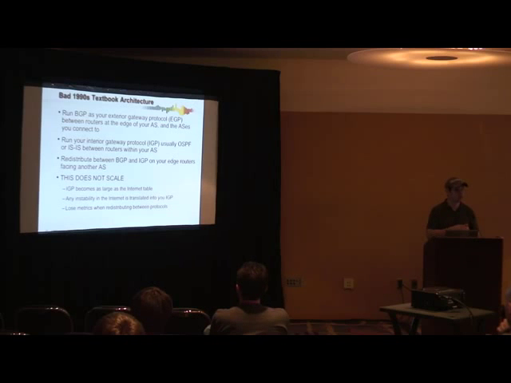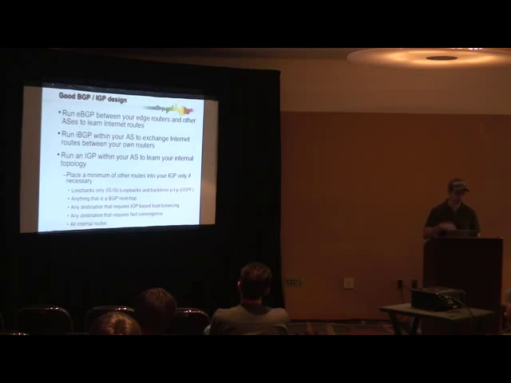Your IGP becomes as large as the internet table, think hundreds of thousands of routes, and any instability in the internet gets translated into instability in your local network. And when you're redistributing from and back to protocols, you lose a lot of the metrics. So this is not a good design. Typically what people do these days is they run eBGP between the edge of their network and other ASs to learn internet routes. And then they run iBGP internally to ship those internet routes around inside their network. And then they also run an IGP, which is used to learn the internal topology of their own network.